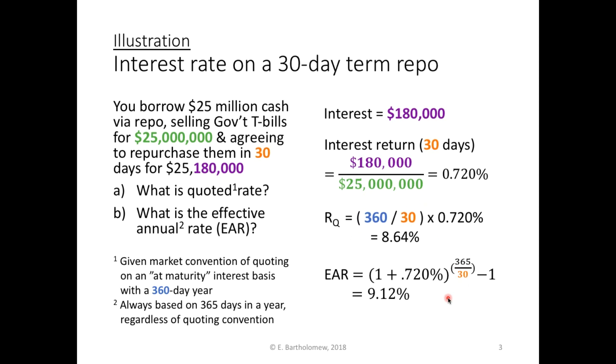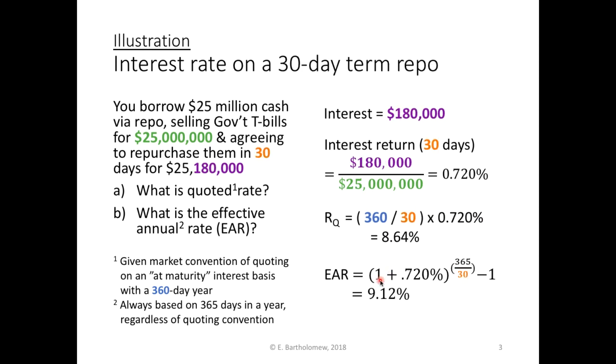Now, what if it's for a longer term, say 30 days? Well, the example changes a little bit. So now we have a 30-day repo. We're getting 180,000 of interest here, and we're assuming it's just 30 times the 6,000, so the same daily rate over 30 days. So 180,000 over 25 million is 0.72%, but that's for 30 days. Now to convert that to a quoted rate, we multiply 360 over 30, which is the number of such periods in a year, times the amount earned in the 30 days, and we get our annual rate of 8.64%, which you note is the same as before.